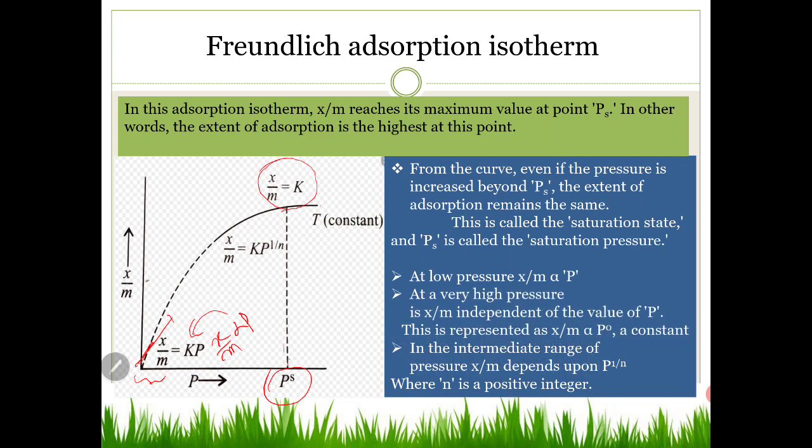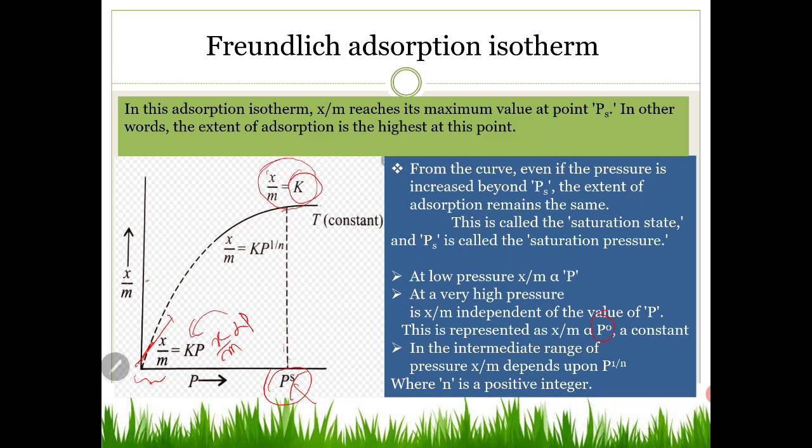And at very high pressure, x by m is independent of the value of p. So x by m is equal to a constant, which means x by m is independent of pressure. X by m doesn't depend on pressure at high pressure. This is expressed as x by m is equal to p naught, where p naught is a constant.